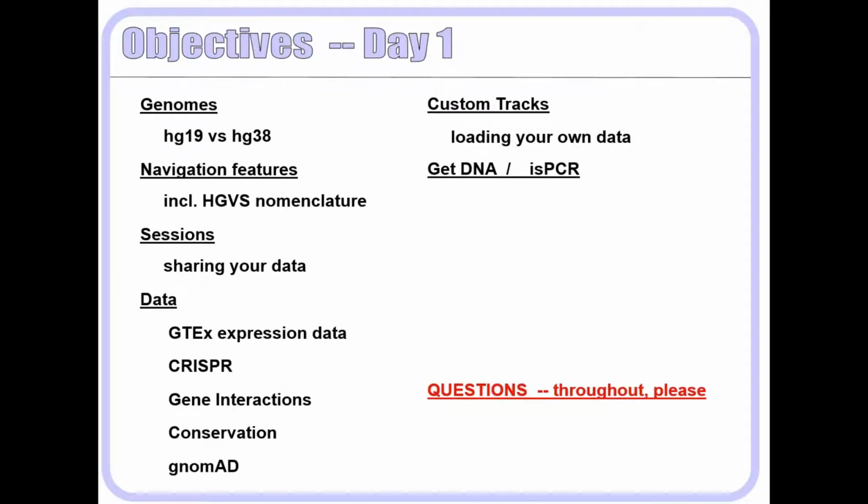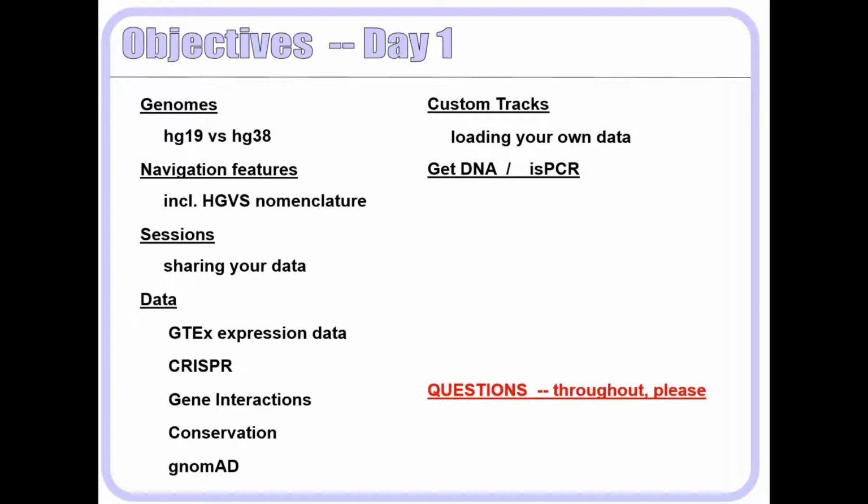So here are some of the objectives for today. I'm going to talk about the latest versions of the human genome, and in general the difference between one release of a genome and the subsequent release of a genome, navigation features, and how to share your data in a session, or share your view of the browser. And you can have your own data turned on in the browser and have that as part of an active session, so you can share it with somebody, and then that becomes the starting point for zooming around in the browser.